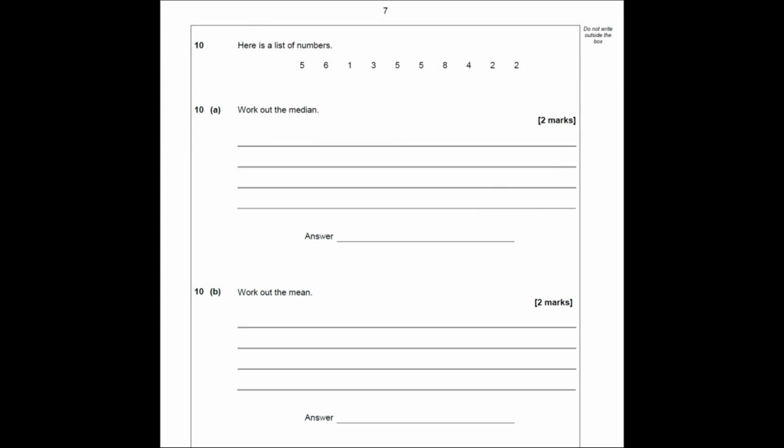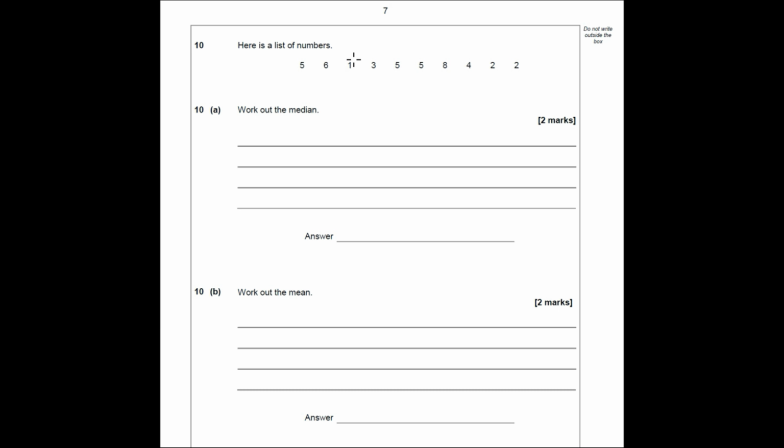Question 10. It takes the whole page, but it's worth working on because it has 2 and 2. You get 4 marks from it. Okay, here is a list of numbers. Work out the median. Before you can get the median, I suggest you put these numbers in order.